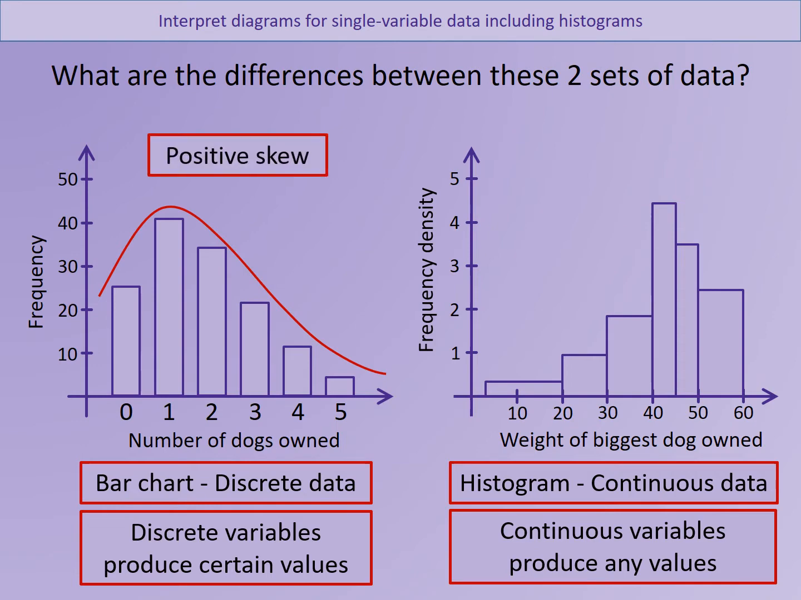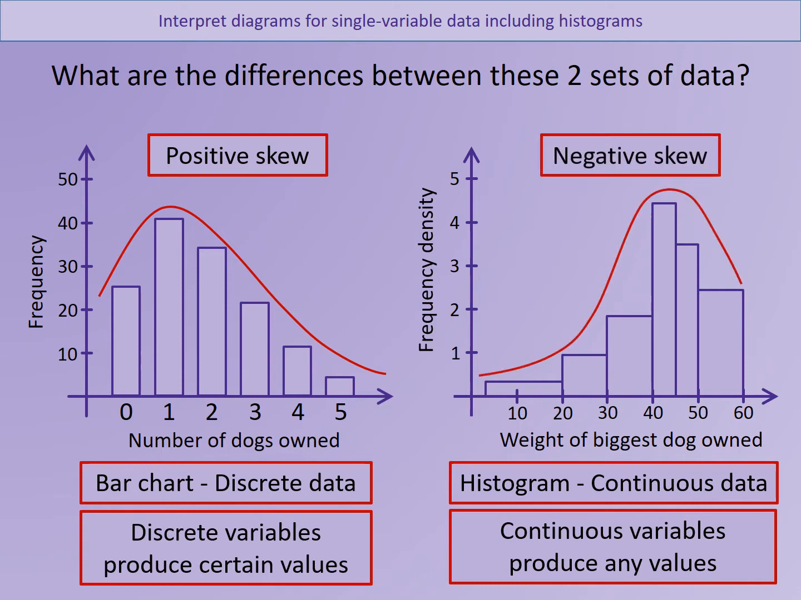Now we can take a look at the shape of these curves. The graph on the left has what we call a positive skew, so it's skewed over to the left hand side. And if we take a look at the graph on the right here, we have a negative skew where the graph is more spread out towards the right hand side of that data.